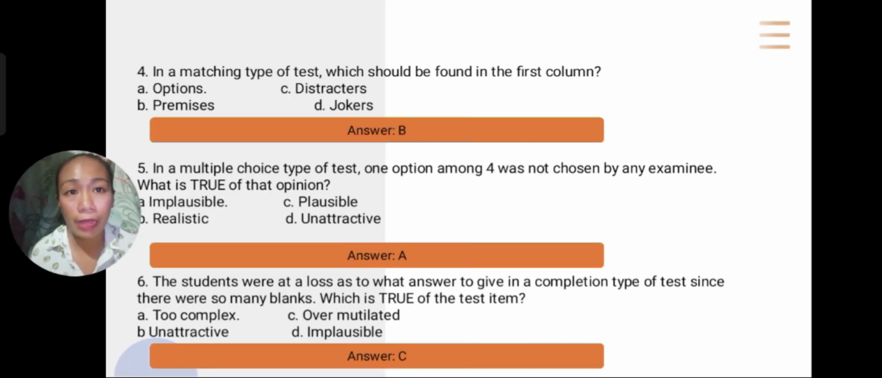Number 4, in a matching type of test, which will be found in the first column? The answer is B, the premise. In a multiple choice type of test, one option among 4 was not chosen by any examinee. What is true of that option? The answer is letter A, the implausible. The students were at a loss as to what answer to give in an incompletion type of test since there were so many blanks. Which is true of this test item? The answer is letter C, overmutilated.